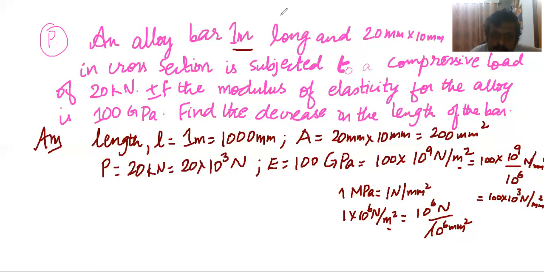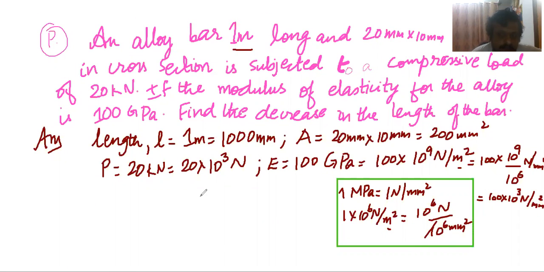It's very, very important. Students usually make mistakes with this, so be very careful with the conversion factor. Okay, students. Then what do we have? Capital E is 100 into 10 power 3 Newton per mm square. Okay, now what else we have to do? So we have to just find the decrease in length. So given to find. This was our given.